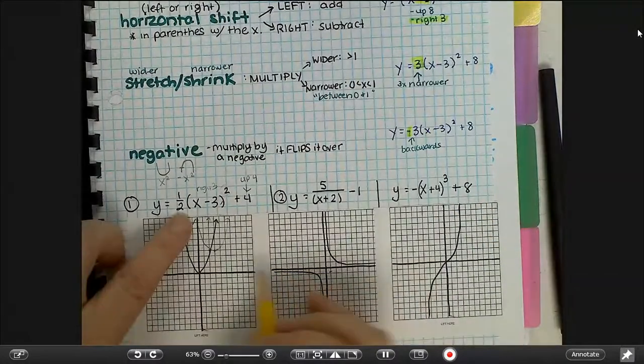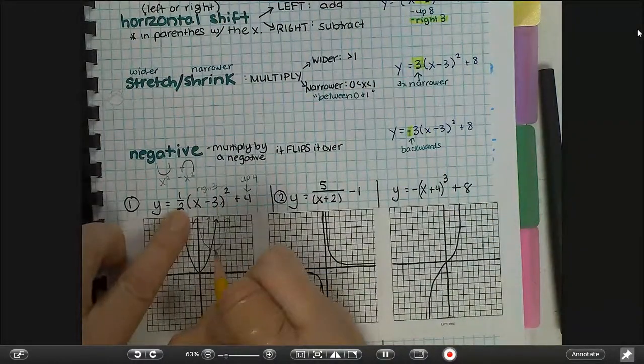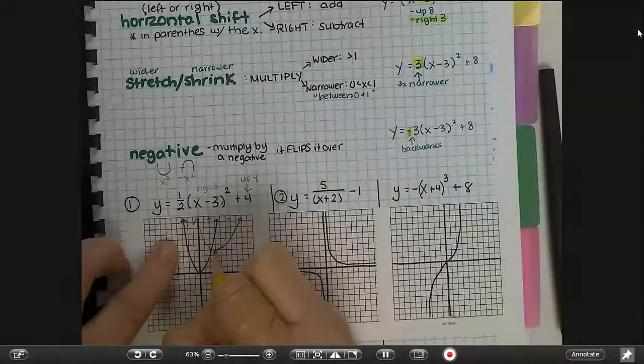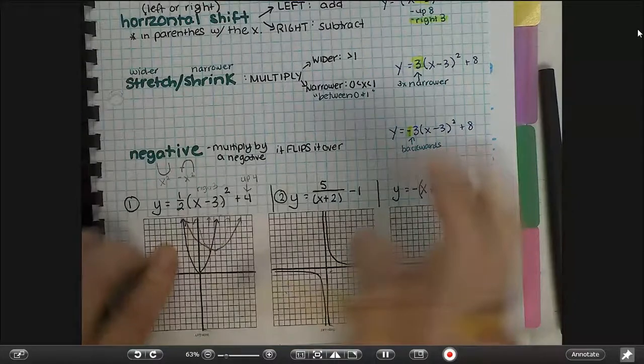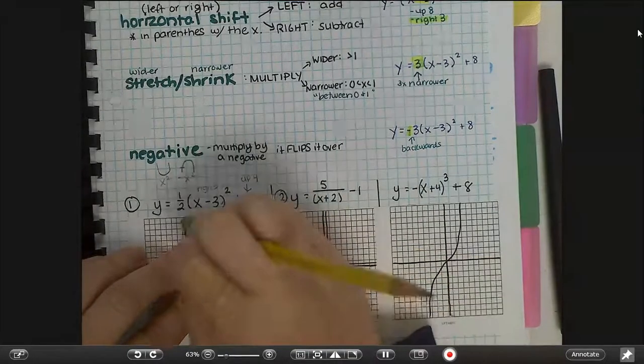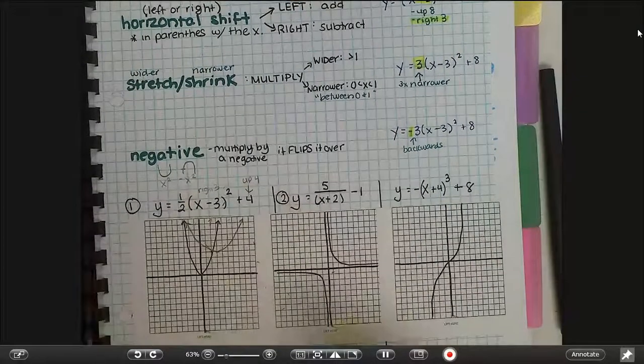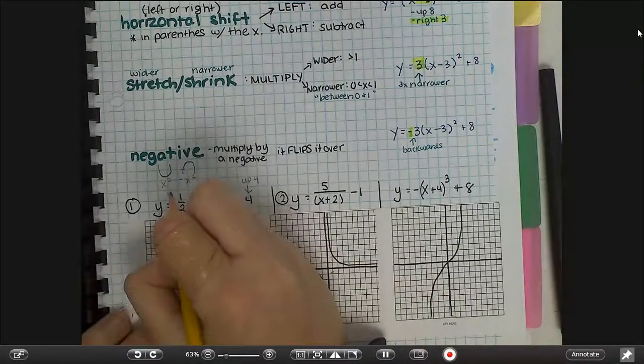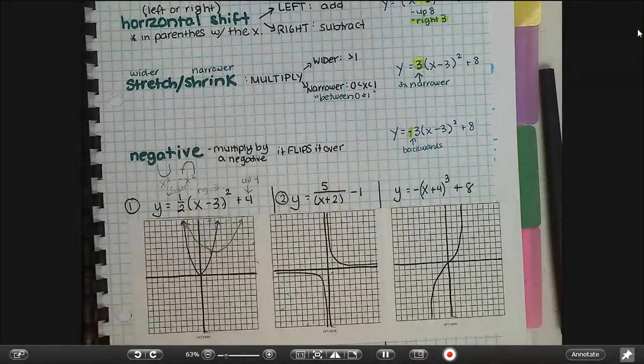And then this 1/2 is going to make it wider, double as wide. So for example, it might look something like this. Now this is not a beautiful, perfect drawing, but it's just one to give you the gist of what's happening. So it's double in size.